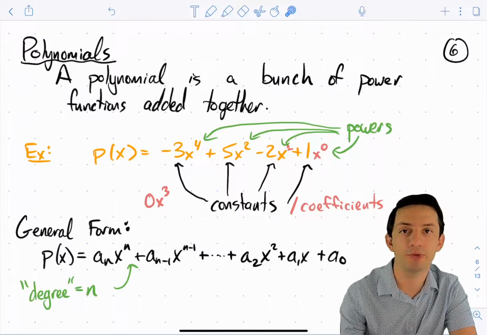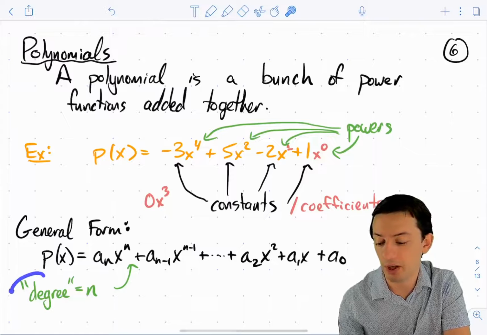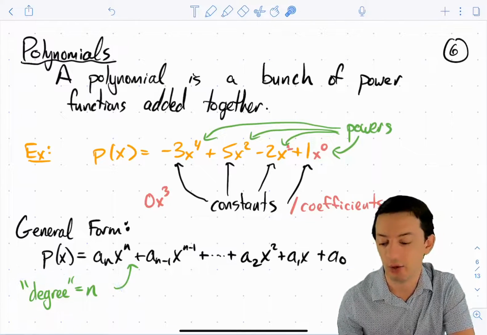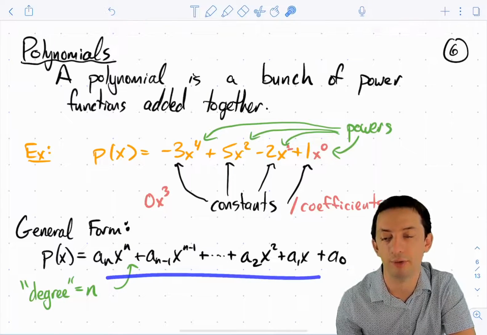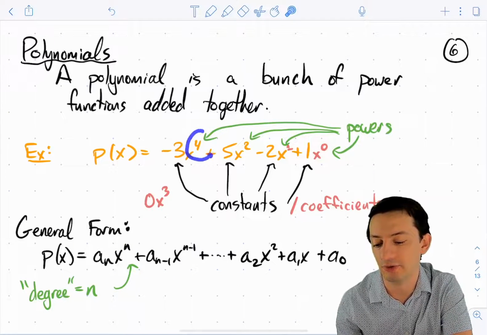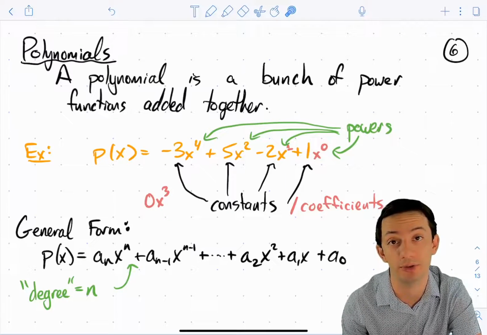Now, a word that I used just a minute ago but haven't defined yet is degree. The degree of a polynomial is that largest power. So that's a degree n polynomial in this general form. This is a degree 4 polynomial. When we talk about quadratics, those are degree 2 polynomials, and so on.